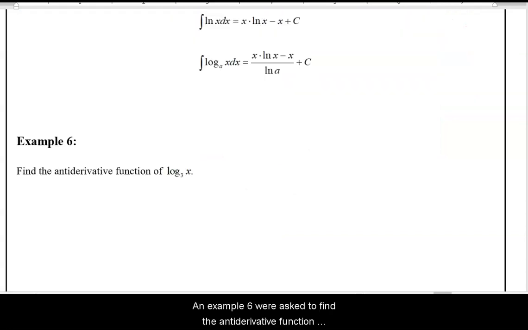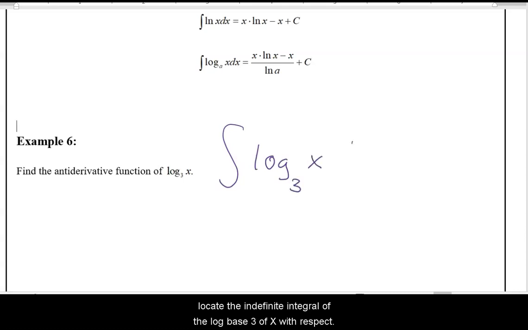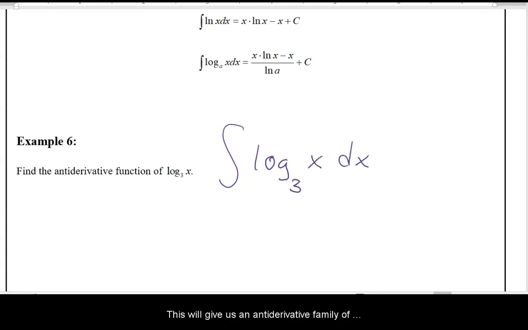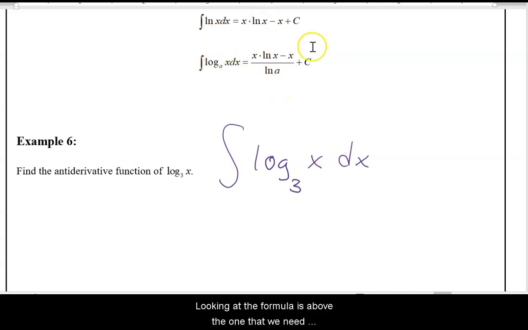In example 6, we're asked to find the antiderivative function of the log base 3 of x. Keep in mind that this is really just asking you to locate the indefinite integral of the log base 3 of x with respect to x. This will give us an antiderivative family of functions up to the constant c. Looking at the formulas above, the one that we need is the one here where the base is a, where a is not necessarily going to be Euler's number e.